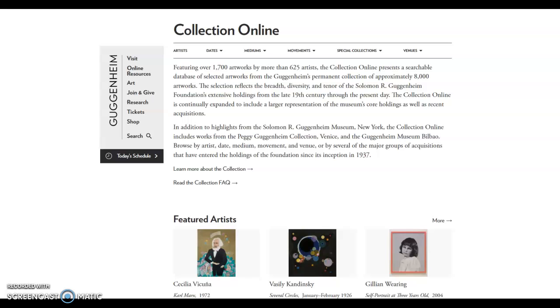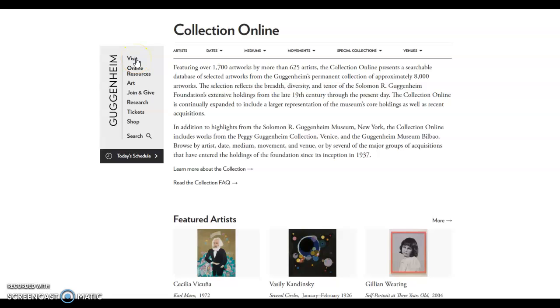I am working on my museum presentation for Module 5, and I'm going to be describing to you today the online virtual tour of the Guggenheim Museum, which is located in New York. And upon finding this museum, I found that they have lots to offer online.